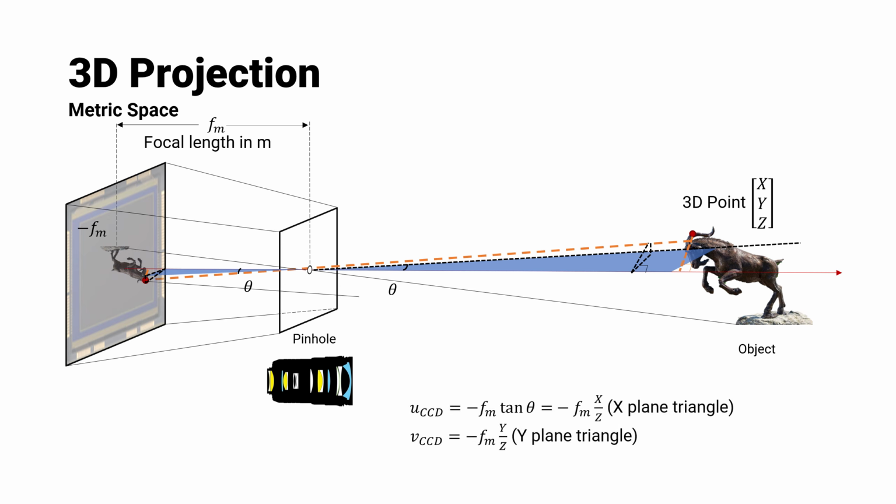So here UCCD basically refers to the number of physical meters or millimeters on the sensor, how far that 3D world point gets imaged. See the red point on the right hand side, which is the world point, and the red point on the imaging sensor. We are talking about those 2 points, right? And it's going to be scaled appropriately with the focal length in meters, f into tan theta, where tan theta is given by the ratio of how far this point is, x by z for the x side of the triangle. For the y side of the triangle, it's going to be y by z.